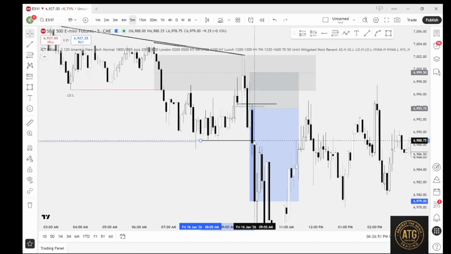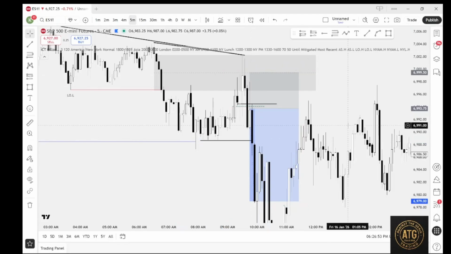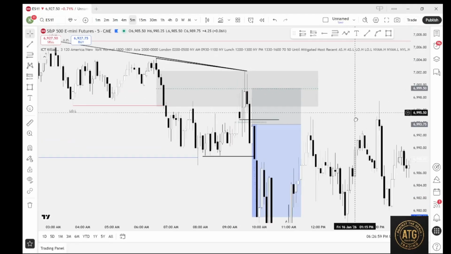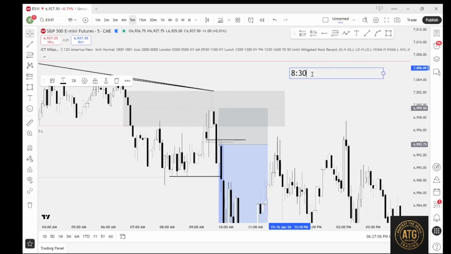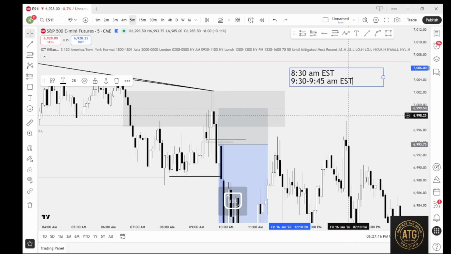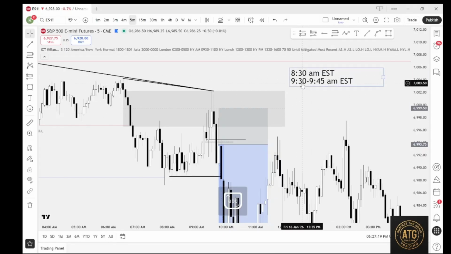I would say the two most obvious signs of manipulation are going to be the time. So you are going to typically see manipulation at 8:30 in the morning. This is going to be your high impact news, and sometimes people just get that 8:30 manipulation. This is EST. You will see manipulation between 9:30 and 9:45, again EST. This is your first 15 minutes.